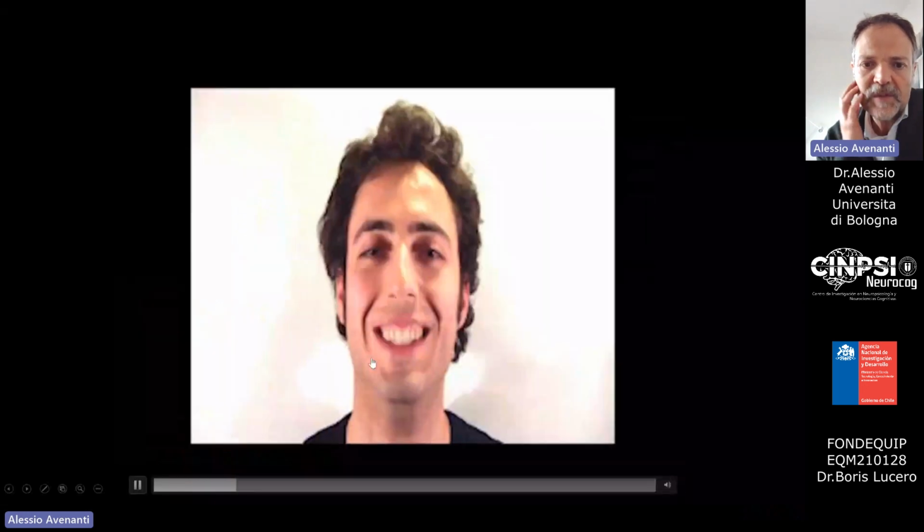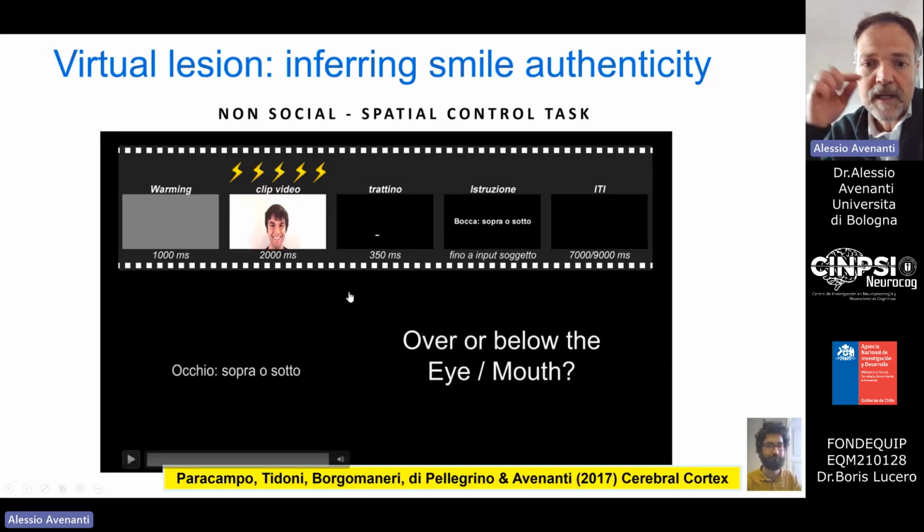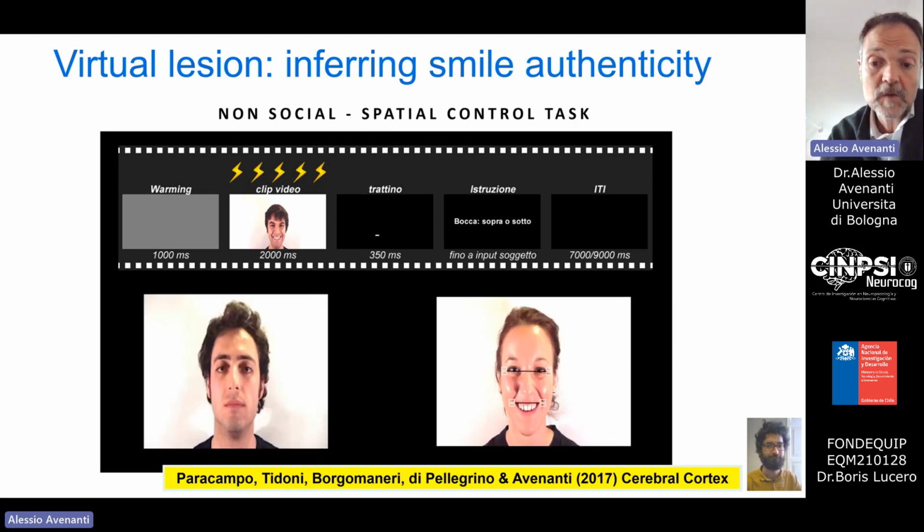For example, we asked participants to observe these videos and to see whether the line appearing in a position close to the eyes or to the mouth was appearing up or down relative to the eyes and to the face. So, a sort of spatial attention task, in which participants had to monitor the very same visual face features that are important for discriminating real and fake smiles.